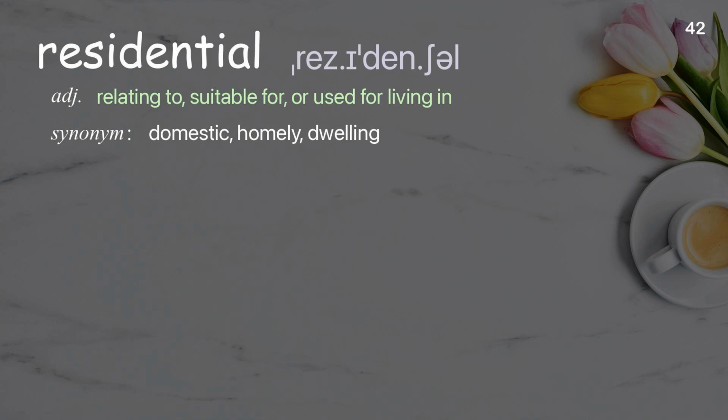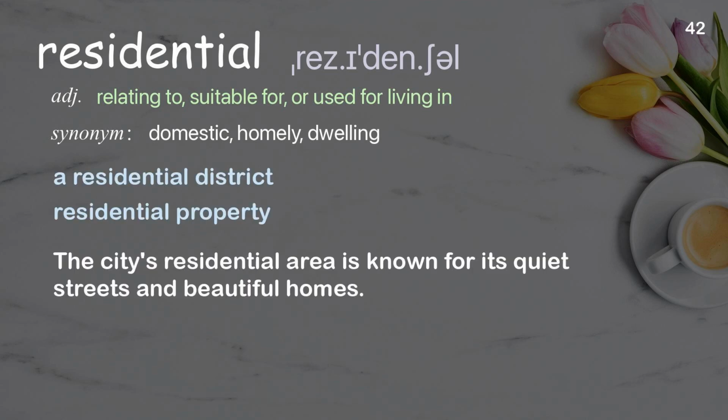Residential. Relating to, suitable for, or used for living in. Examples: A residential district, residential property. The city's residential area is known for its quiet streets and beautiful homes.